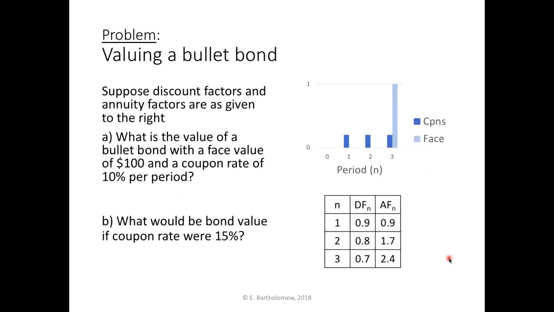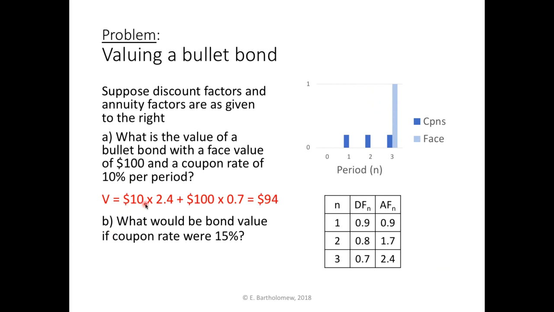So let's look at a problem dealing with this. Let's say we have these same discount factors again, 0.9, 0.8, 0.7, and then we have annuity factors corresponding to each of these periods. So 2.4 you should recognize was the 3-year annuity factor corresponding to 3 annual payments of $1. And we want to use this to value our bond with a face value of $100 and a coupon rate of 10% per period. So how do we do that?